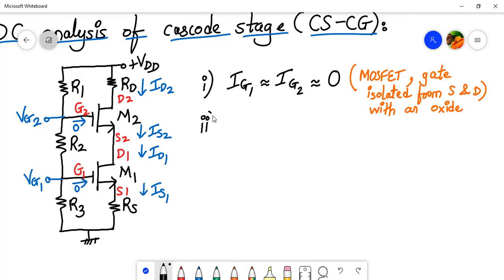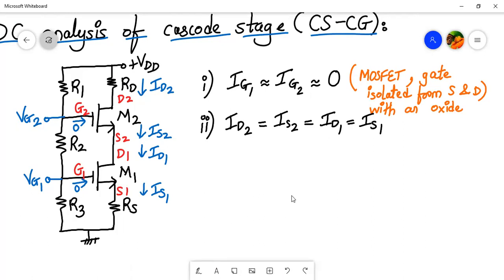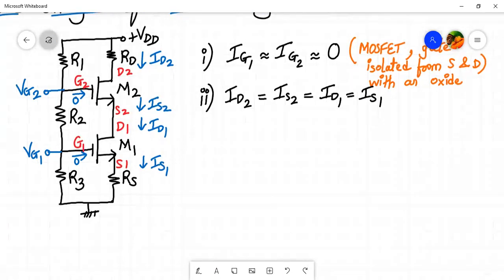And then we can assume that the current ID2 will be equal to the current IS2, which will be equal to the current ID1, which will be equal to the current IS1, right? So all the currents will be equal in the circuit. So all the terminal currents can be easily evaluated if we get one value of current from here.